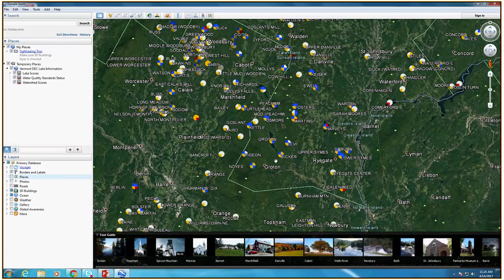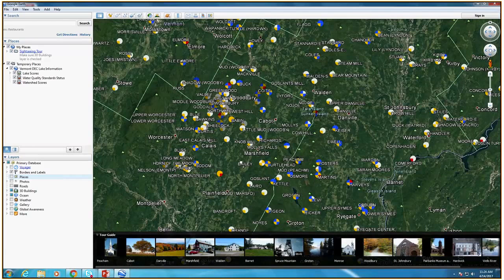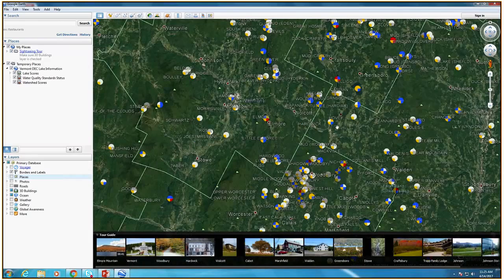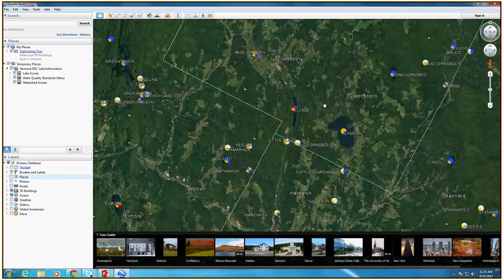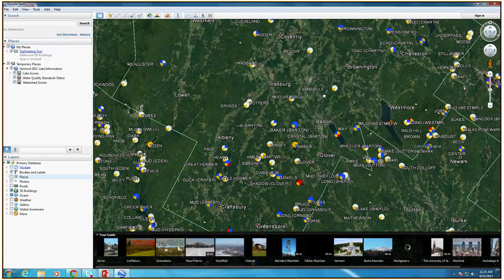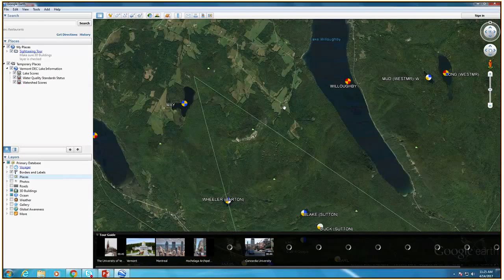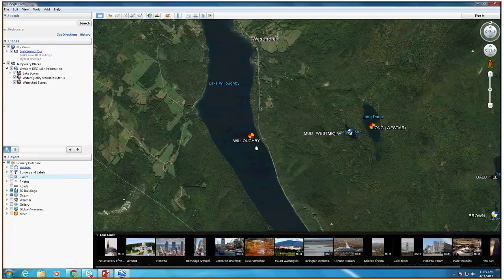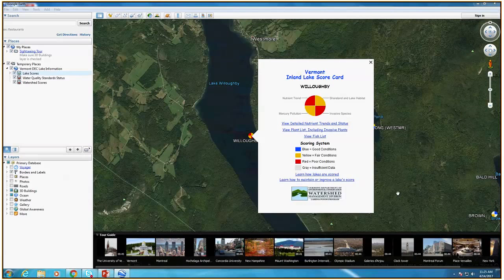You can move through the state to look at any lake you would like. You can zoom in closer, go out further, and then when you click on the icon associated with the lake of interest, I'm going to go to Willoughby today, click on that and the scorecard pops up. So these are the active links to get you the plant list, the fish list, to learn how lakes are scored, and to get to the checklist where you can find all the different things you can do to improve your score.